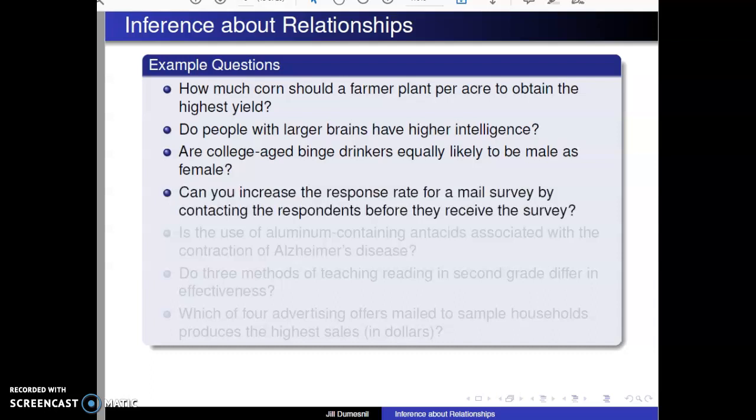Can you increase the response rate for a mail survey by contacting the respondents before they receive the survey? In this example, contacting the respondents would be a categorical yes-no, and the response rate would be numerical. We need to determine how much of an increase is significant and not due to chance to establish this relationship.